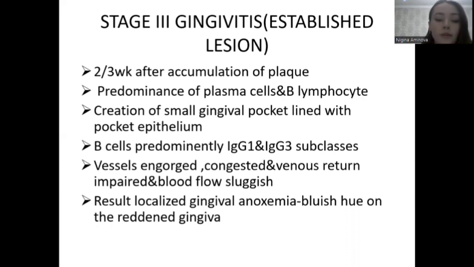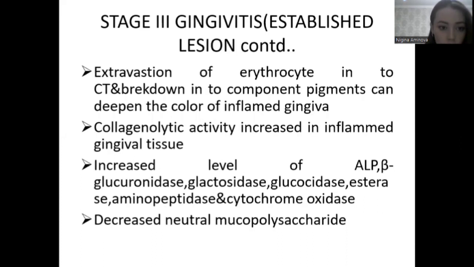In stage 3, established lesion, after 3 weeks of accumulation of plaque, gingivitis, established lesion happens. Predominance of plasma cells, creation of small gingival pocket lined with pocket epithelium, B cells predominantly, resulting in localized gingival anoxemia, bluish on the reddened gingiva.